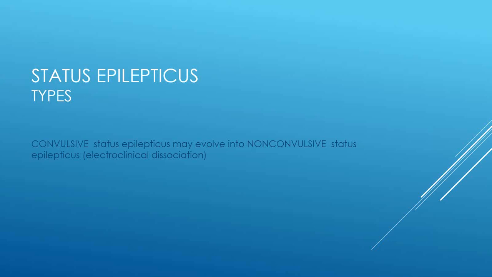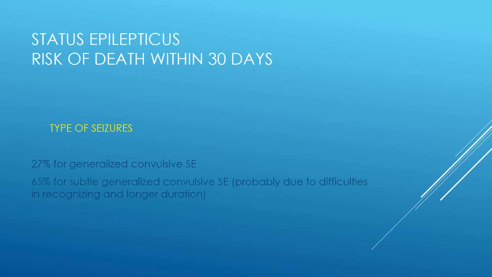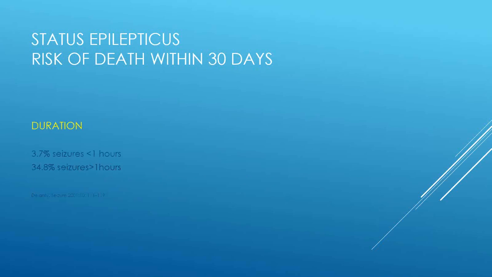So usually non-convulsive status epilepticus means that the seizure has lasted for a long time. That's why we think that for subtle generalized convulsive status epilepticus, or non-convulsive status epilepticus, the risk of death within 30 days is 65% compared to 27% in generalized convulsive status epilepticus. And again, duration is very important. If the seizures stop within an hour, the risk of death is about 3.7%, but if they last over 1 hour, there is a steep increase in the risk to 35%.